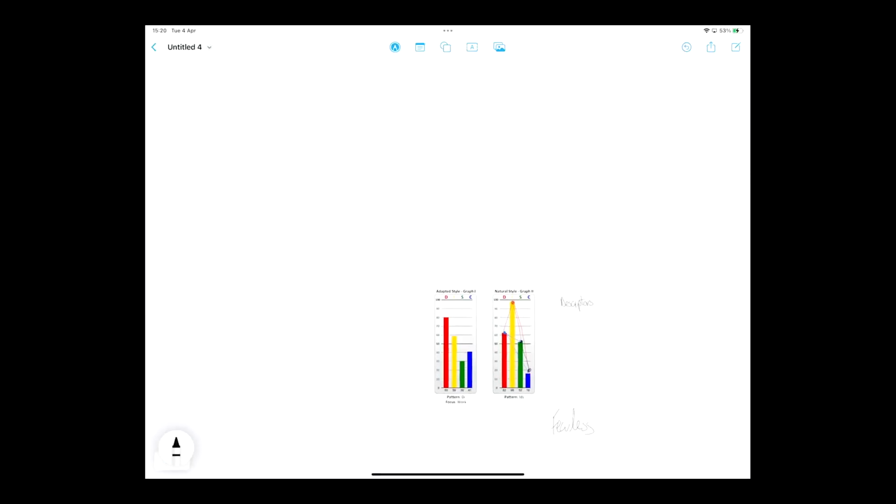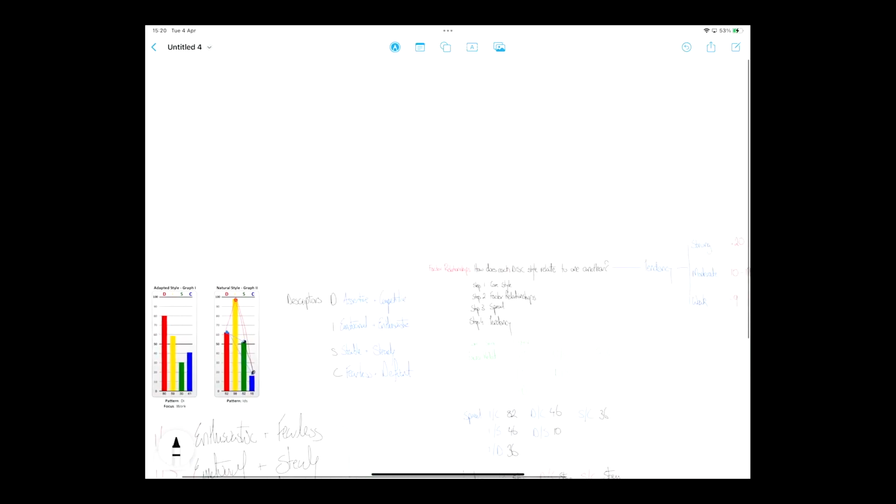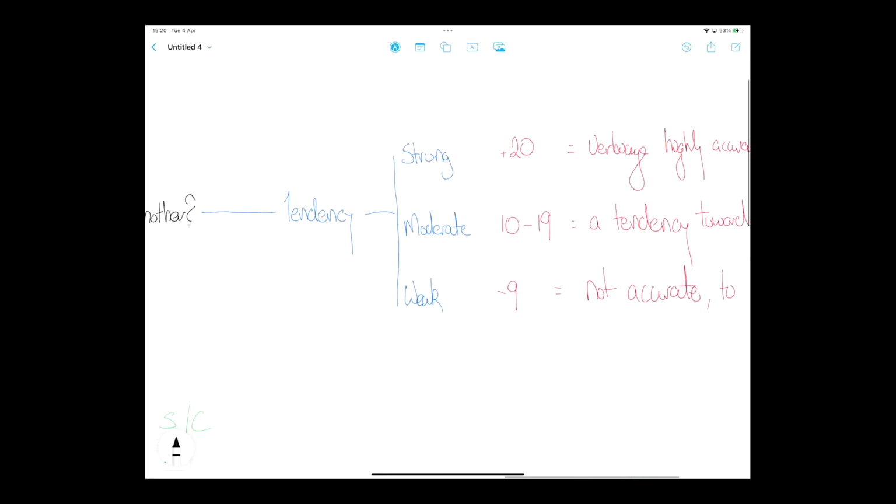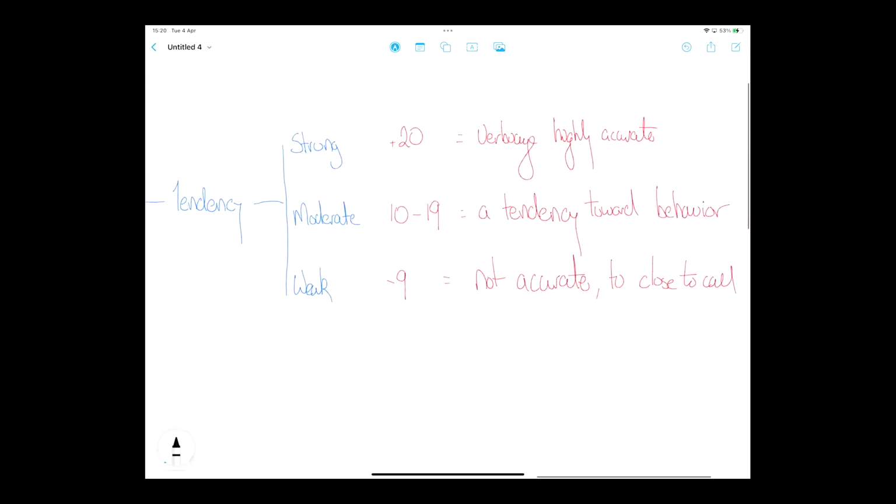So let's review this. This is all about factor relationships. It's about how each of the DISC styles relate to one another. And remember, there's three tendencies: strong, medium, and weak. Strong tendencies are scores 20 or above, where the verbiage is going to be highly accurate. Those descriptive words are going to be highly accurate. Those combinations of words are going to be highly accurate.